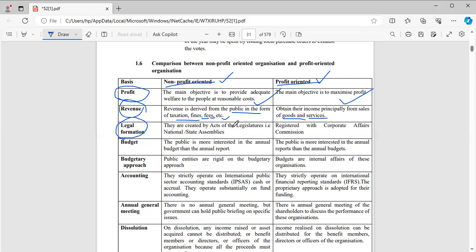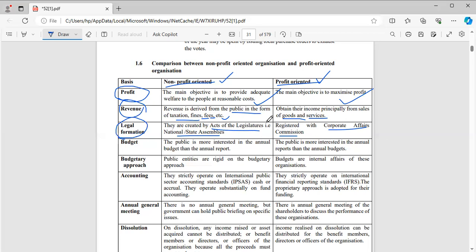They are created by acts of the legislation, that is national and state assemblies. I said that earlier. All government organizations are created by law. So they are created by the acts of the legislature, which is an Act of the National Assembly. But for private organizations, which are profit-oriented, they must be registered under the Corporate Affairs Commission. They are not created by law.